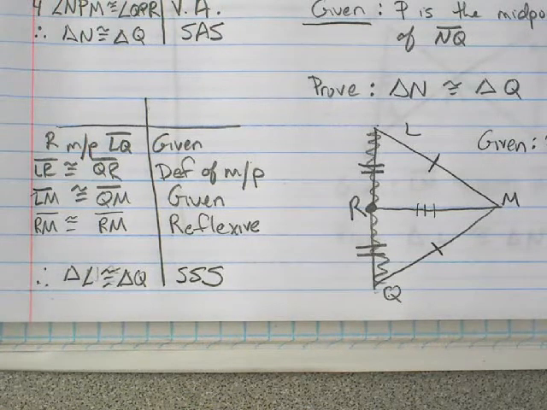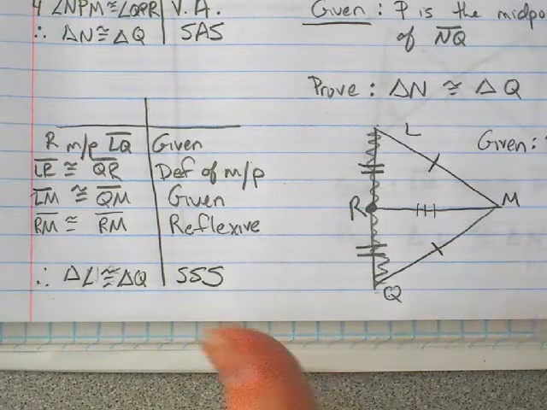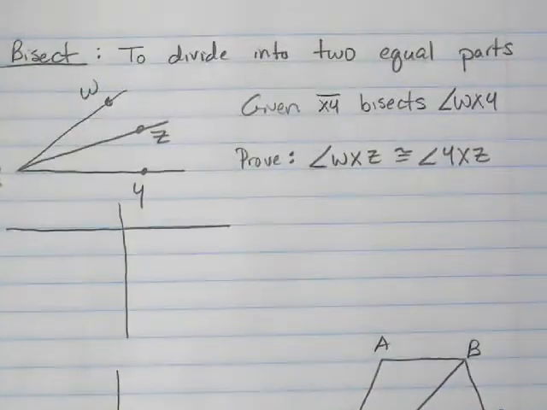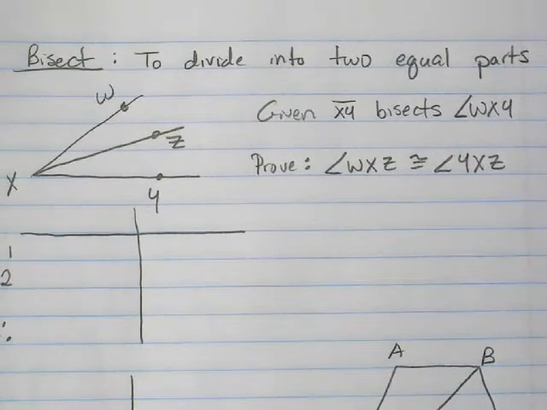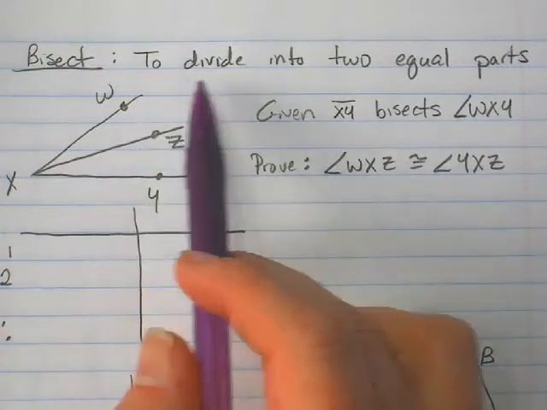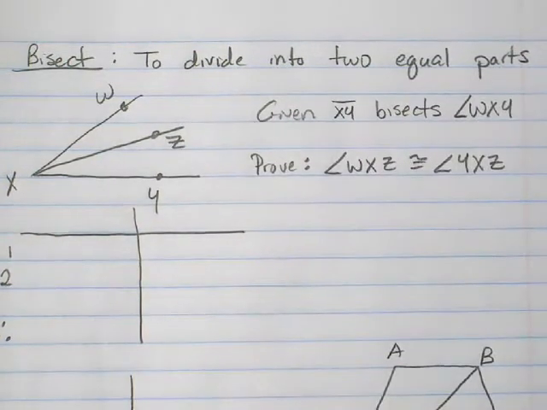Remember, you can use your notes on the warm-up when I see you in class next time, so take really good notes. We're just going to talk about bisect, and then we're done. Bisect means to divide into two equal parts.